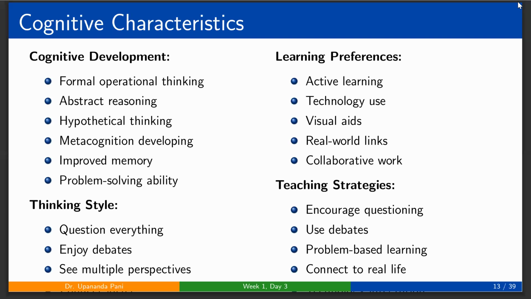So let's see, understand the cognitive characteristics of the learners. So cognitive development involves formal operational thinking, abstract reasoning, hypothetical thinking, meta cognition developing, improved memory, problem solving ability. Learning preference is basically active learning, technology use, visual aids, real world links, collaborative work, and the thinking style is they question everything, they enjoy debates, they see multiple perspectives. The teaching strategies to encourage questioning, use debates, problem based learning, they connect to real life.